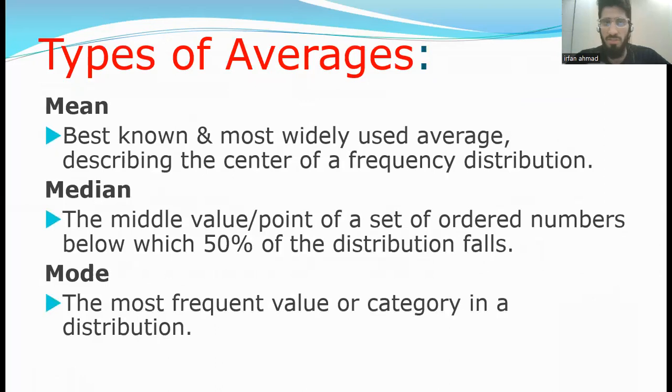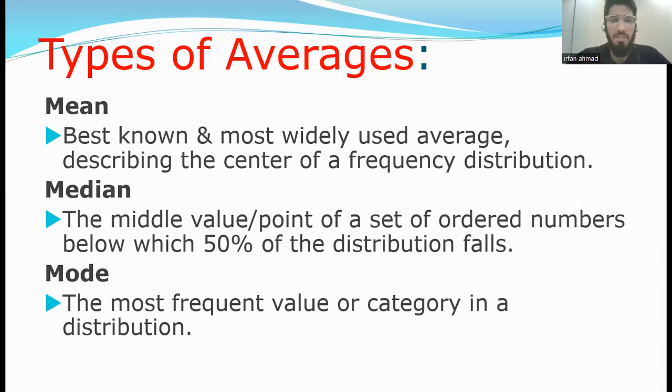Now the types of central tendency or average. There are three main types that we talk about in biostatistics or statistics. The first one is mean, the second one is median, and the third one is mode. Mean is the best known and most widely used average describing the center of the frequency distribution. Mean is a very easy term and everyone can understand. When you collect the data, you sum up all the data and then divide by the number of observations, and you get the mean.